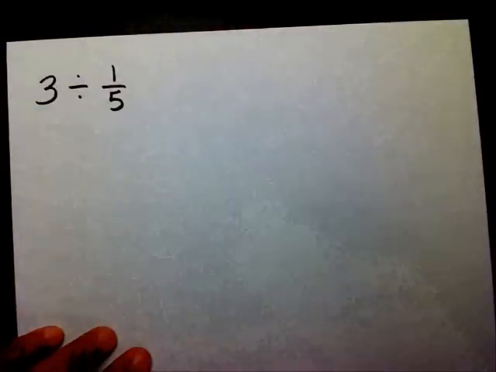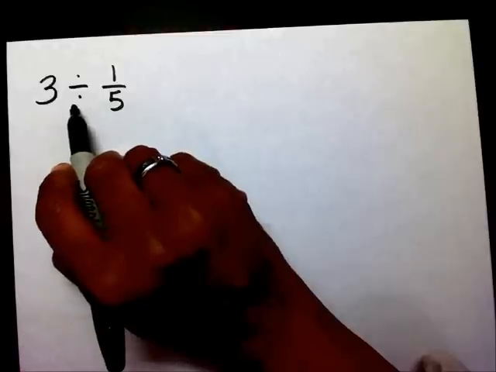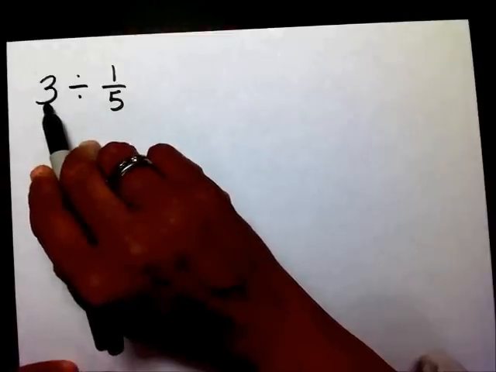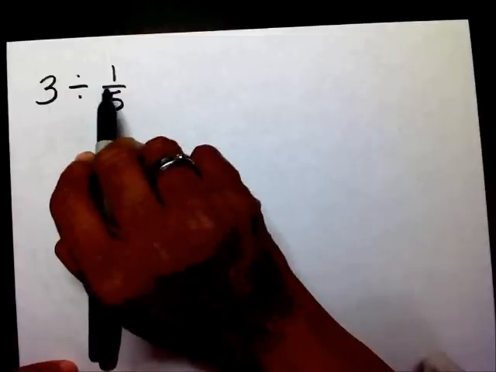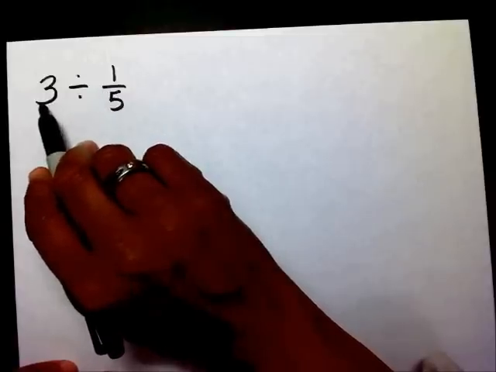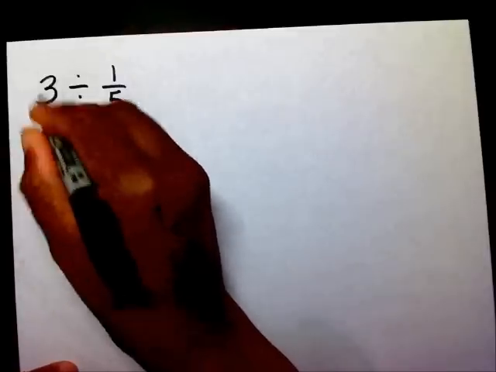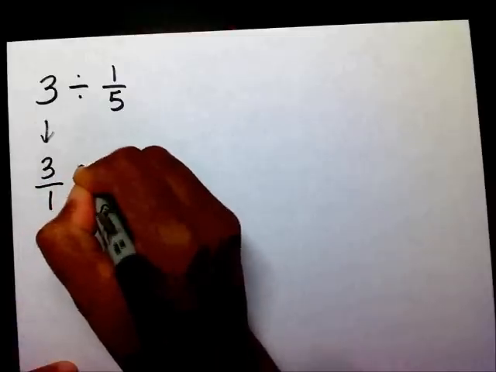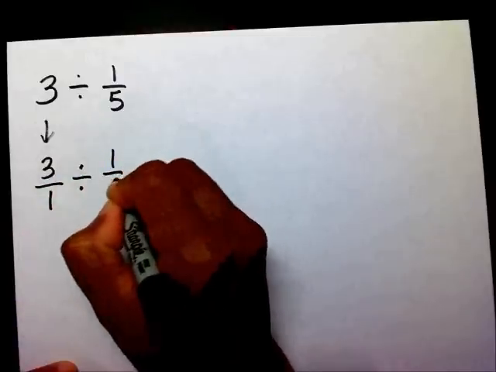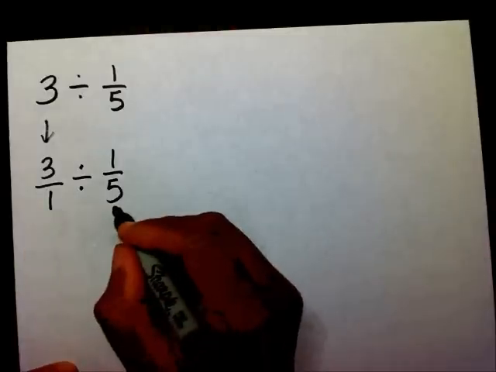Well, if you remember from the first video on multiplying fractions, I tell you that you need to turn this whole number into a fraction, okay? If you have a fraction, make sure everything is a fraction. So I'm going to change this 3 to 3 over 1, and we'll write divided by 1/5, all right? So now I have two fractions.